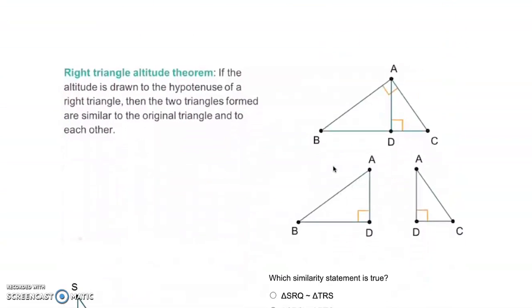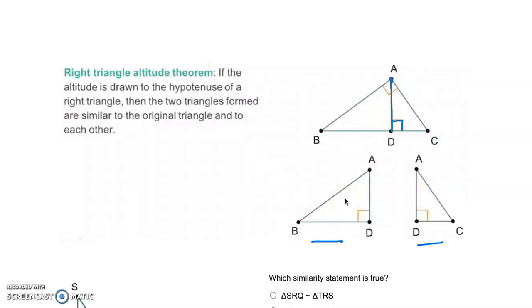So the first thing we're going to talk about is the right triangle altitude theorem. Basically what it says is if we draw the altitude from A, the right angle, to the hypotenuse, then we're going to form two triangles. Notice we've got the two triangles here: triangle ABD and triangle ADC. And those two triangles are similar to the original triangle. So now we've got three triangles that are similar to each other.